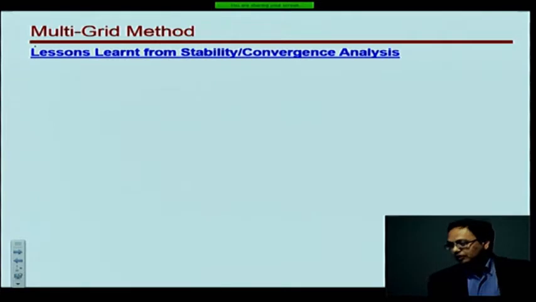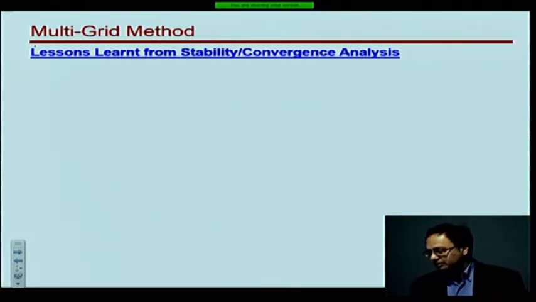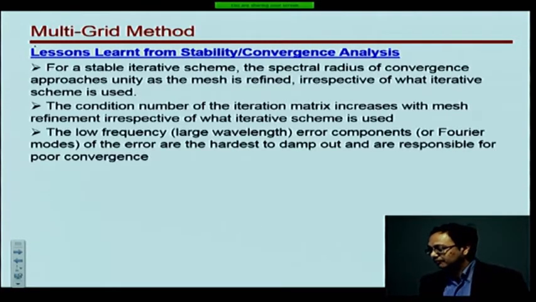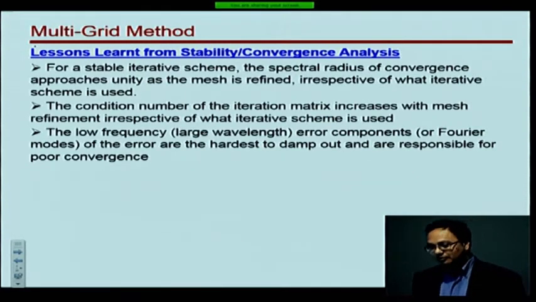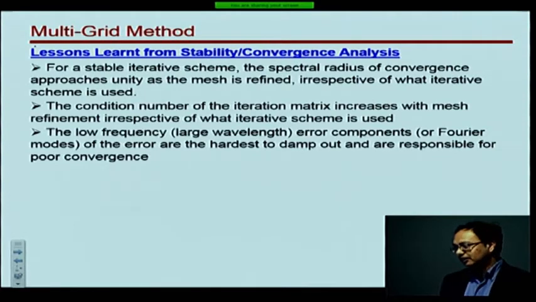So let's talk a little bit about what we learned from stability and convergence analysis. First of all, we learned that when we refine the mesh, the spectral radius of convergence increases and asymptotically goes towards 1 if the method is stable. If the method is already unstable, then it's a different issue. Eigenvalues are already greater than 1, and then we don't even bother about mesh refinement and all that. But if the method is stable, we found the eigenvalues go towards 1 as we refine the mesh.